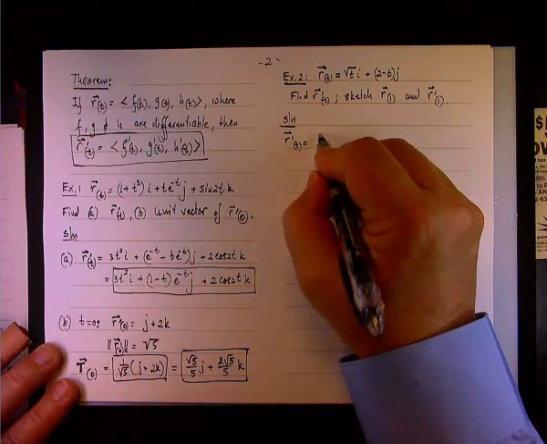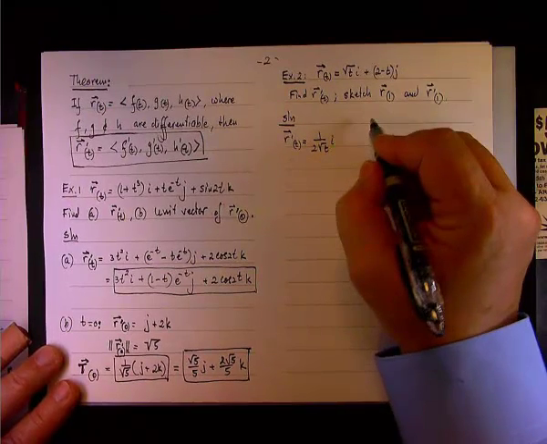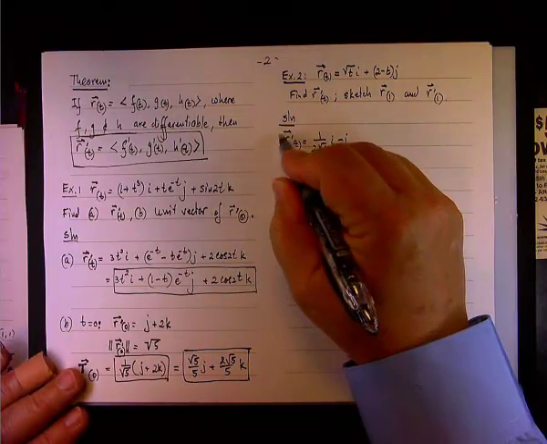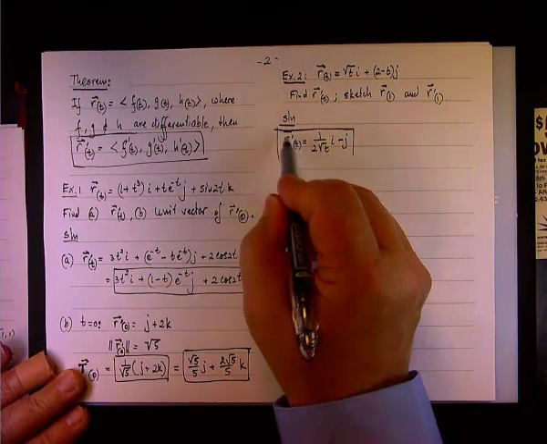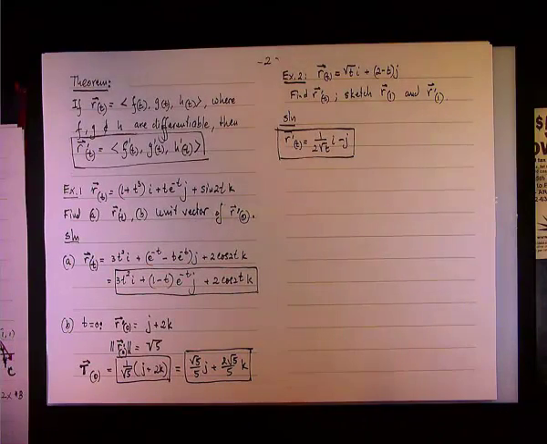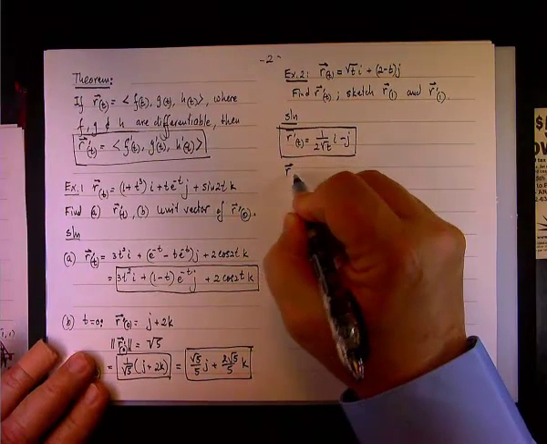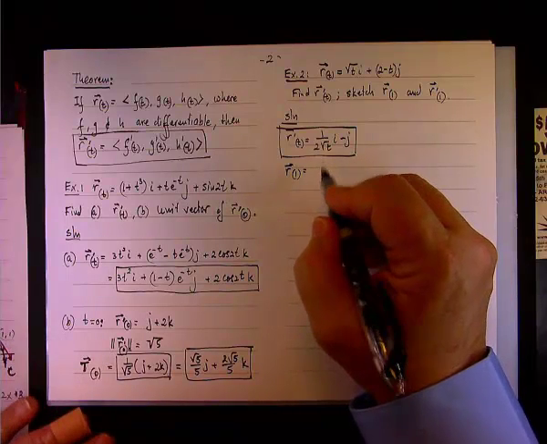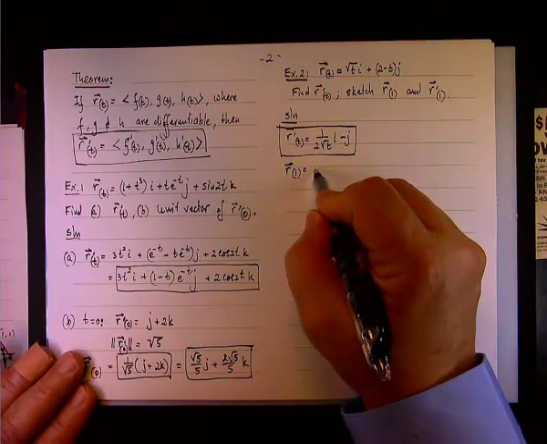Remember, what is the derivative of square root? 1 over 2 square root. And here we have simply minus j. So the first part was instantaneous, and now we need to sketch. Before I change the screen, let's evaluate. r of 1 is simply i plus 2j.